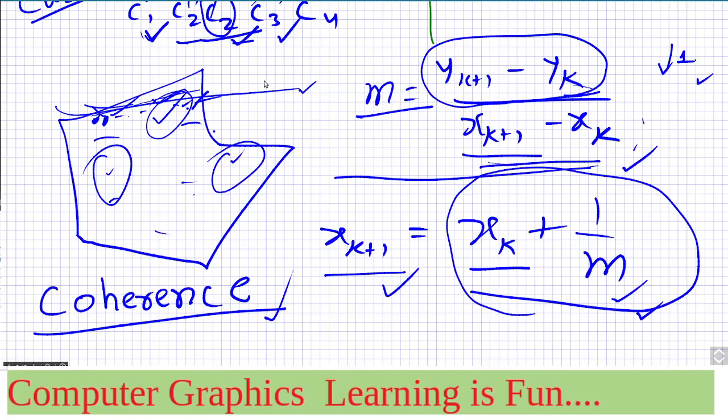So now this is about the scanline polygon fill algorithm. The next algorithm that we will see will be the boundary fill algorithm. What will happen in this boundary fill algorithm? You will have a boundary.